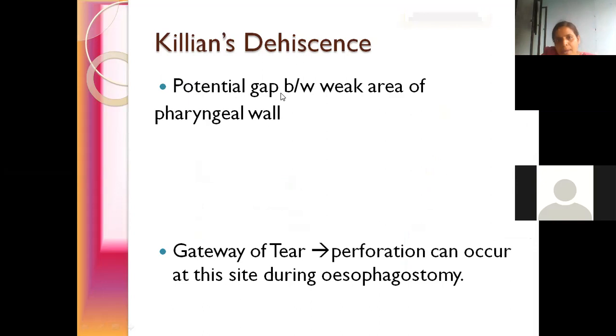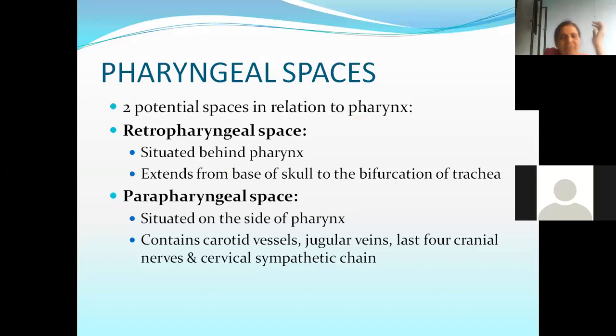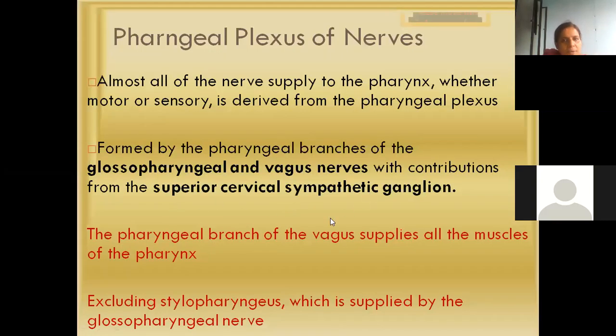It's a gap between that weak area of the pharyngeal wall where perforation can occur. That means it may get ruptured also when we are trying to do endoscopy. Endoscopy we do when we are suspecting some cancer, right? So when you are doing some esophagostomy or even some investigative or surgical procedure, this thin area where we do not have much muscle fibers is prone for rupture, risk of rupture. These are not required.